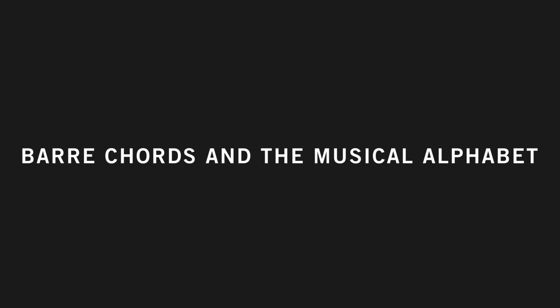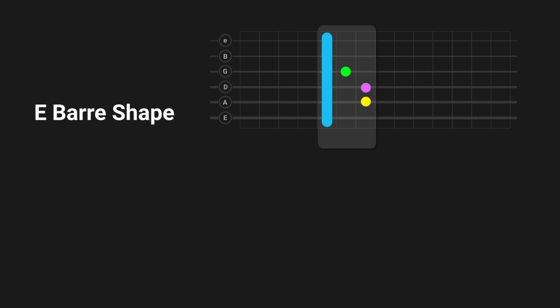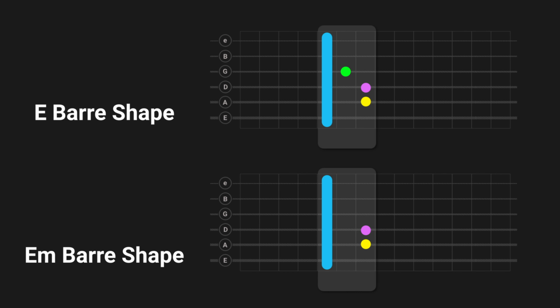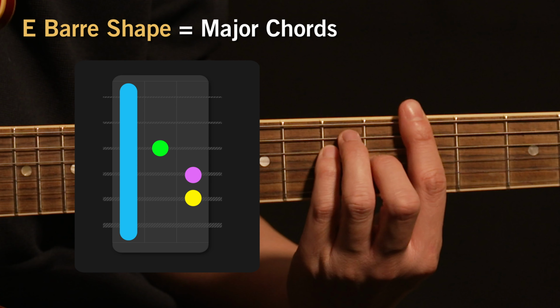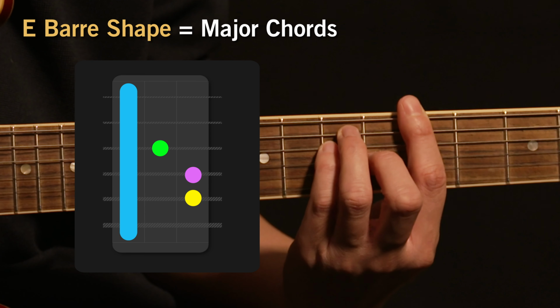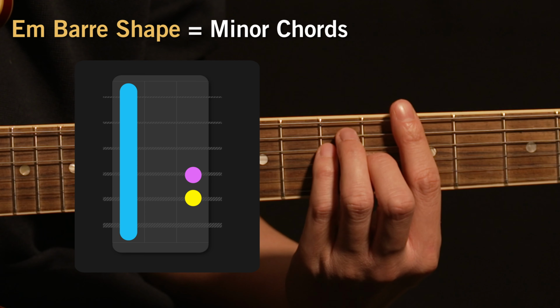Bar chords and the musical alphabet. Now that you know the E bar shape and E minor bar shapes, it's time to learn how to actually use them. The difference between these shapes is that the E bar shape is a major chord shape, and the E minor bar shape is a minor chord shape.